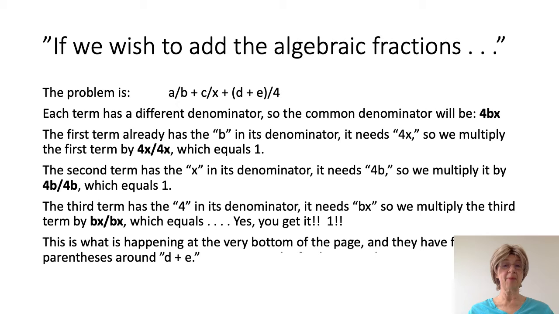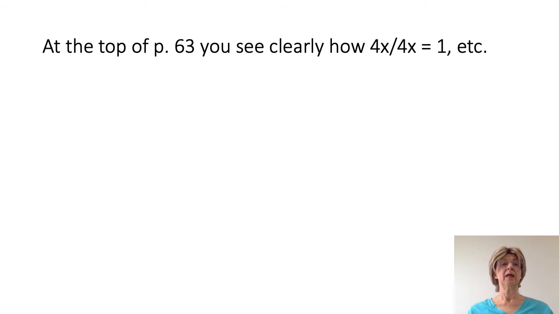This is what is happening at the very bottom of the page, and they have finally put parentheses around d plus e. You can see the final answer there. At the top of page 63, you see clearly how 4x divided by 4x equals 1, etc.